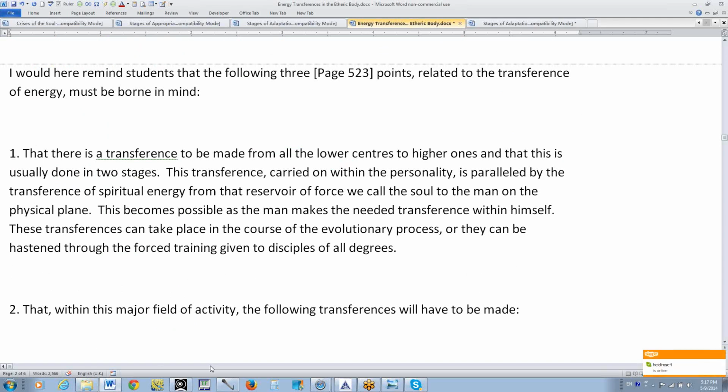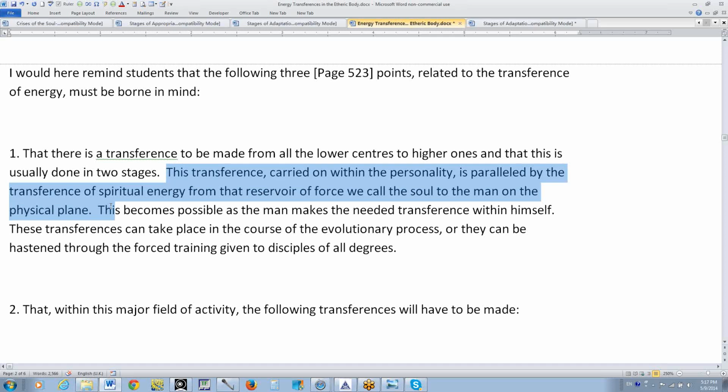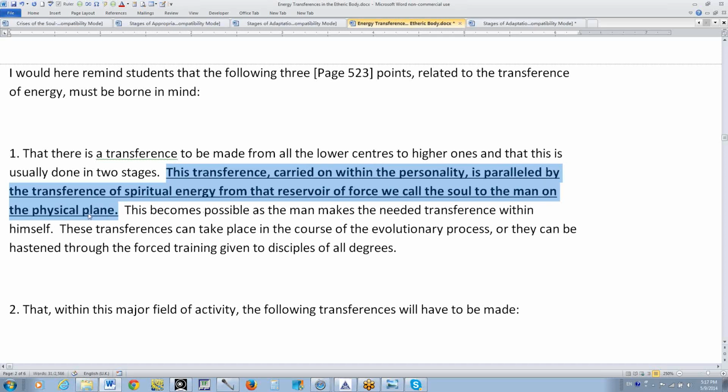You know, and when we look at the different types of development of the petals, we will see what type of transference is being involved. Okay, the transference carried on within the personality is paralleled by the transference of spiritual energy from a reservoir of force we call the soul to the man on the physical plane. This is so important. There's a transference from below, going higher, and a transference from above, going lower.